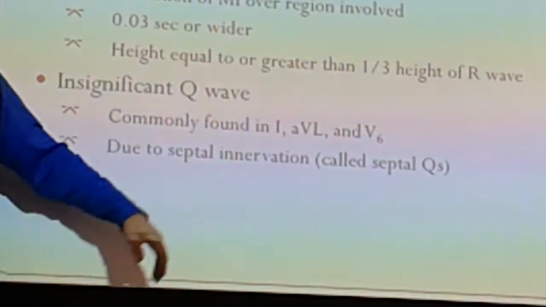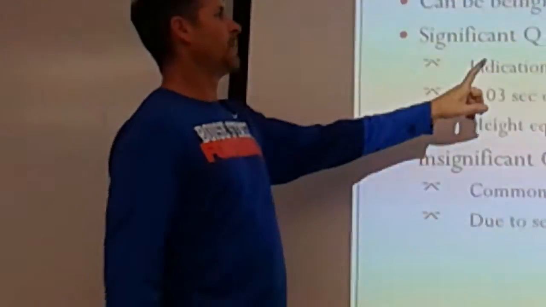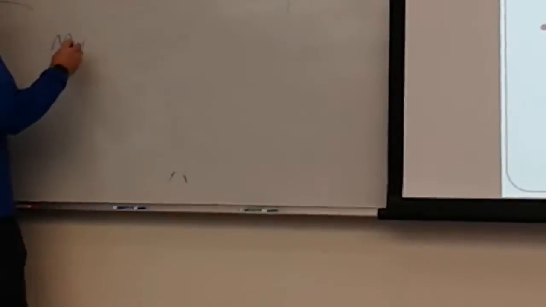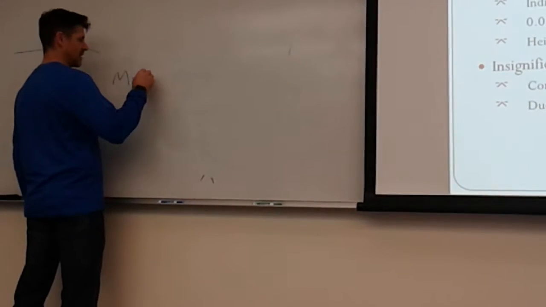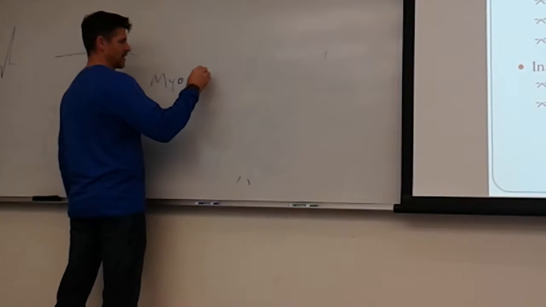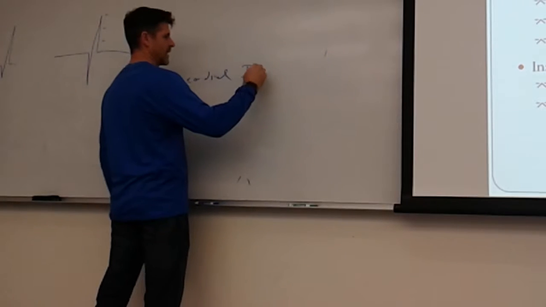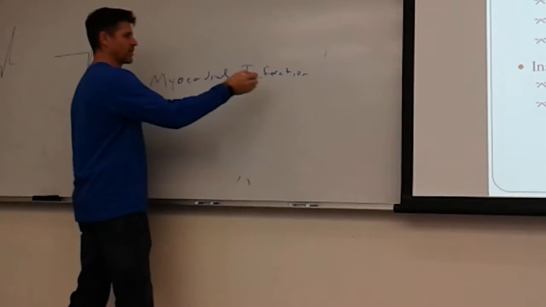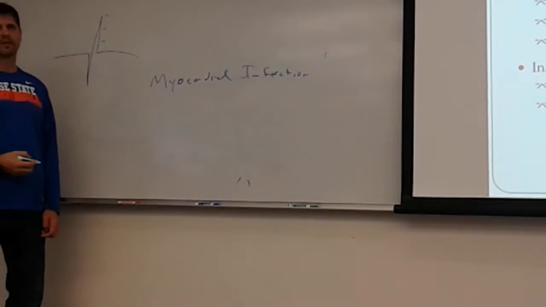And that's physiologic. Pathologic Q waves are indicative of a myocardial infarction that has already occurred. So those of you who remember your medical terminology, what does myocardial infarction mean in medical terminology?